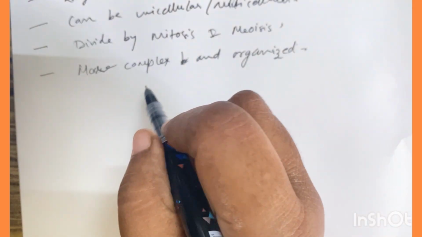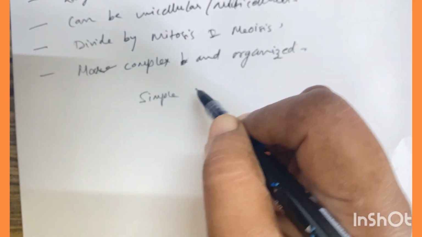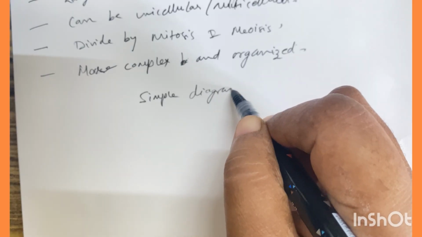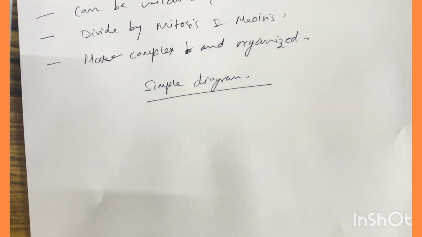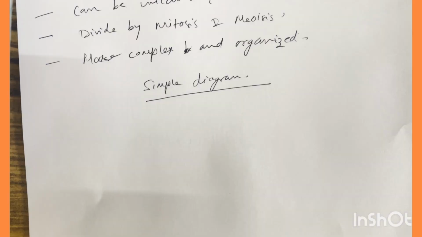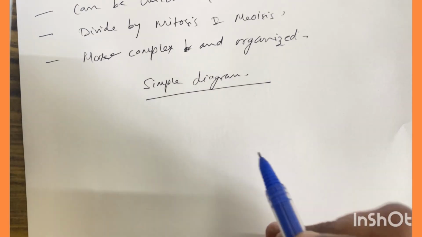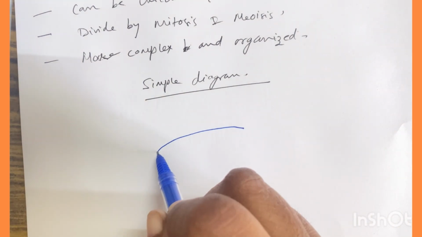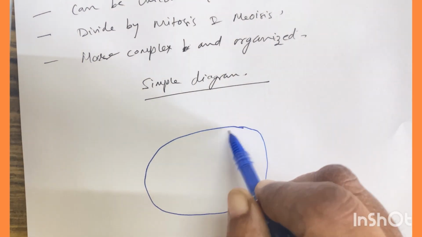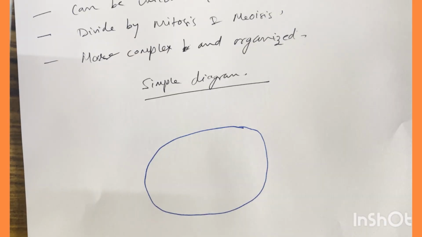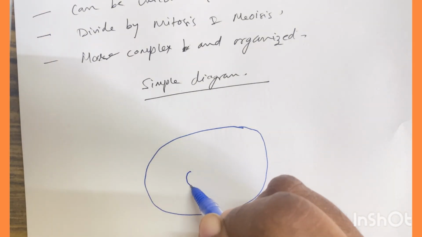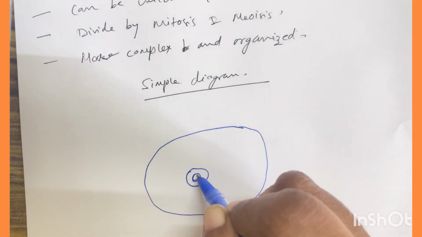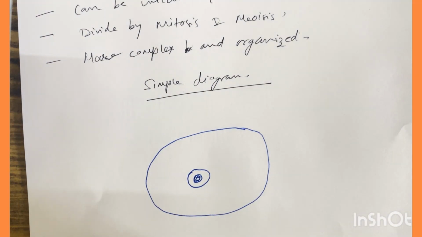Okay. Now, let us try and draw a simple diagram of a eukaryotic cell. We saw the prokaryotic cell. Now, let us try and draw the eukaryote. Okay. So, eukaryote is much simpler for me because it has just a cell membrane and no cell wall and no capsule. It has a cell membrane and a well defined nucleus.